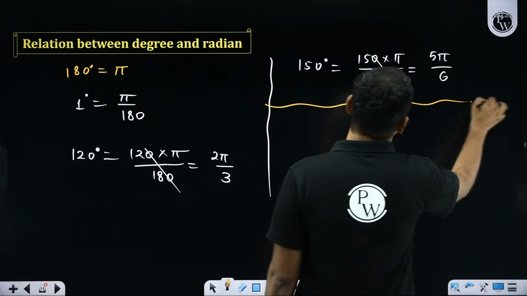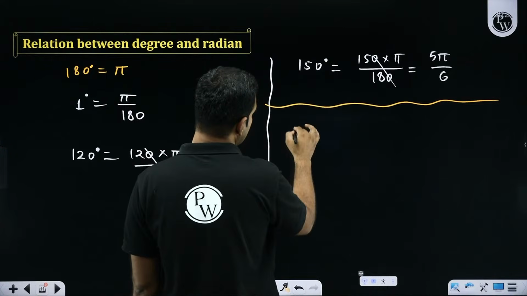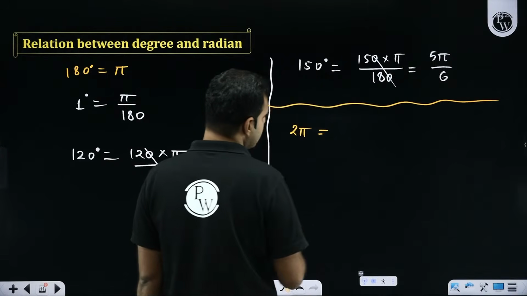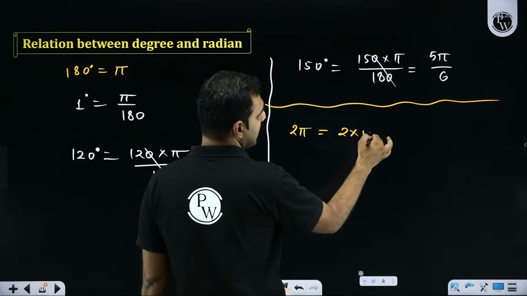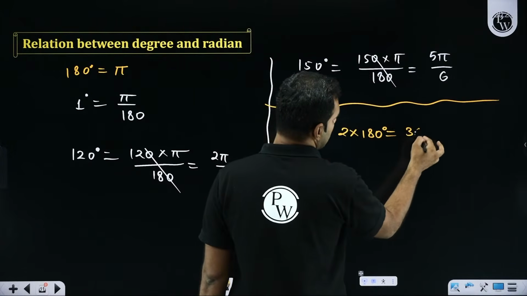Similarly, I think I asked you a few more results. For example, I think I asked you 2 pi. That's even easier, because pi radian is 180 degrees. So 2 pi will be 2 into 180 degrees. That's 360 degrees.